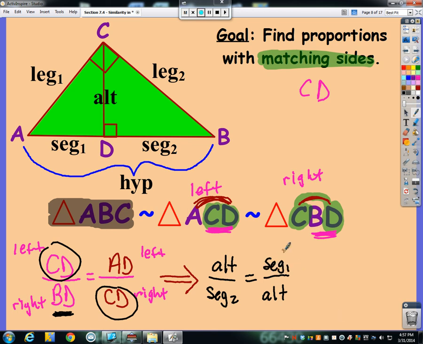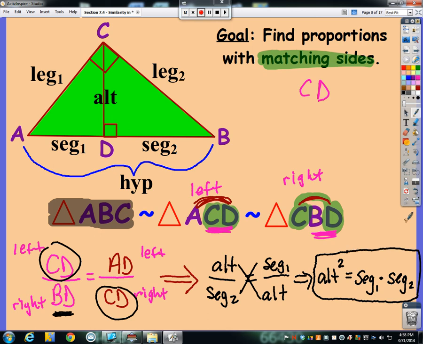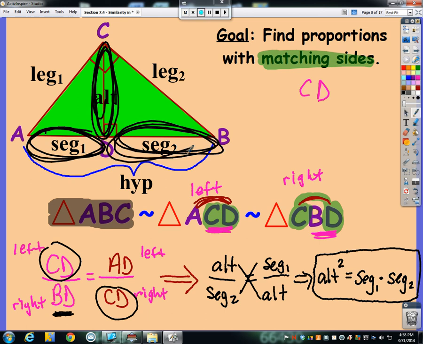So now if we were to cross multiply, we would end up with altitude times itself, or altitude squared, equals segment 1, and I'm just going to flip the order here. Instead of segment 2 times segment 1, I'm just going to say segment 1 times segment 2. And there's our other formula that we're going to be using quite a bit. So the altitude squared, we're focusing on this piece, is equal to segment 1, this piece, times segment 2, that piece.